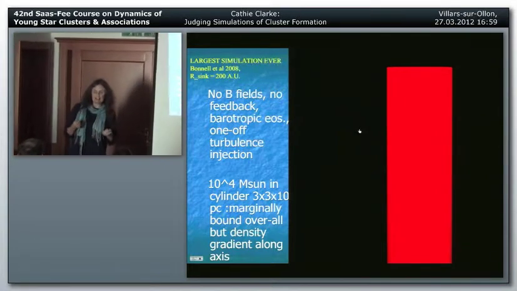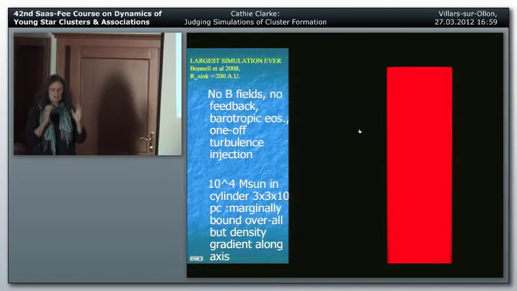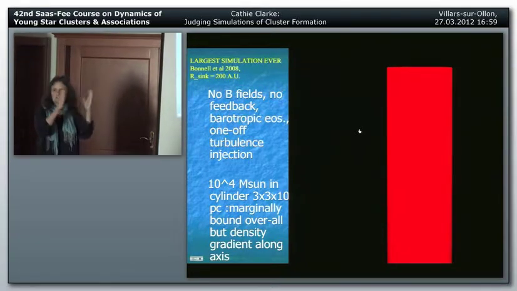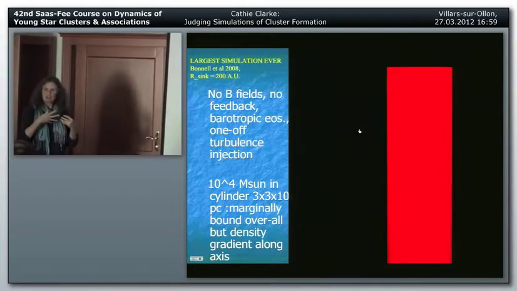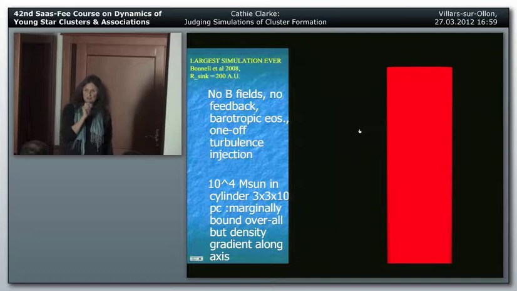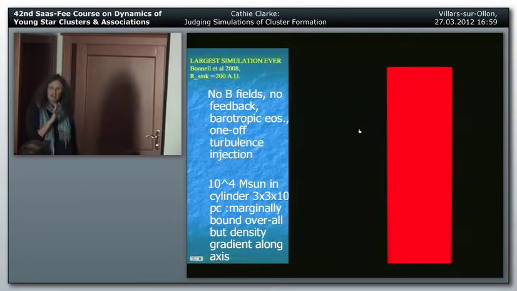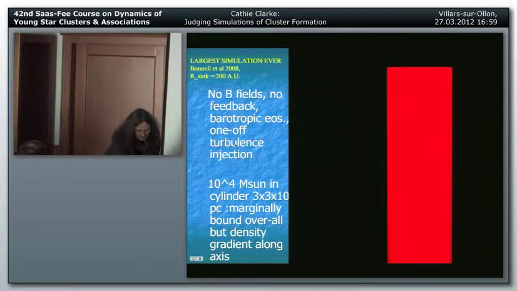Jumping ahead a bit to other lectures, it doesn't really matter what you put in for turbulence. You mustn't put no turbulence in, because if you don't, it would just implode and form stars along its axis. So you need to stir it up to start off with. But the precise details of the power spectrum of what you put in doesn't have a very large bearing on what you get out, which is probably good.